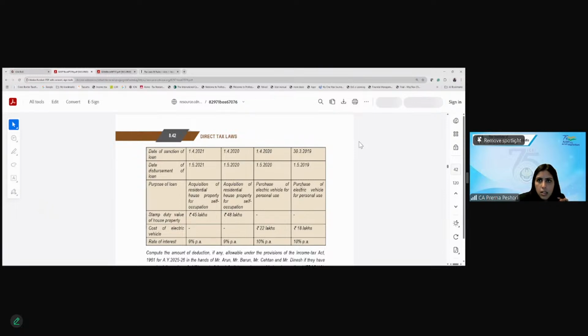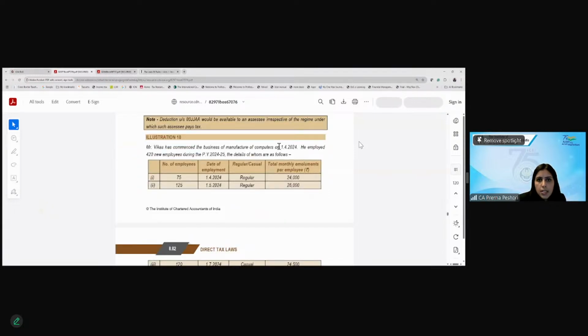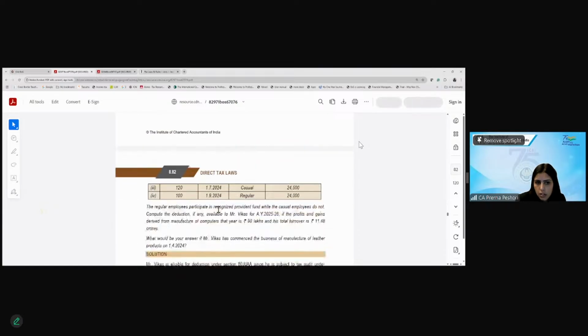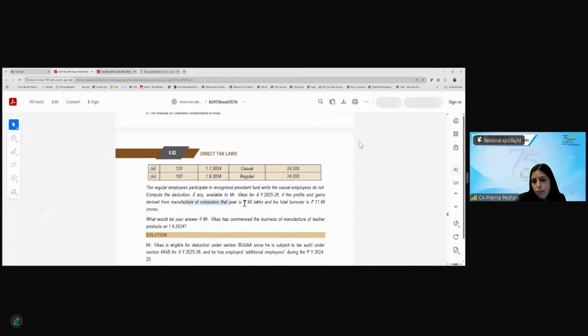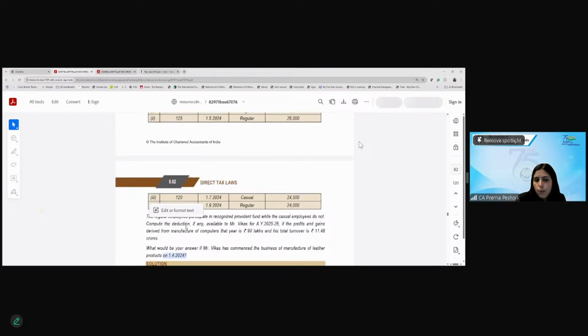Yes. Mr. Vikas has commenced the business of manufacture of computer on 1/4/24. He employed 420 new employees, the details of whom are given here under. The regular employees participate in RPF while the casual do not. Compute the deduction, if any, available to Vikas if the PGBP derived from the manufacture of computer is 90 lakh and total turnover is 11.48 crore. Assume, what would be your answer if you assume Mr. Vikas has commenced the business of manufacture of leather on 1/4/24?